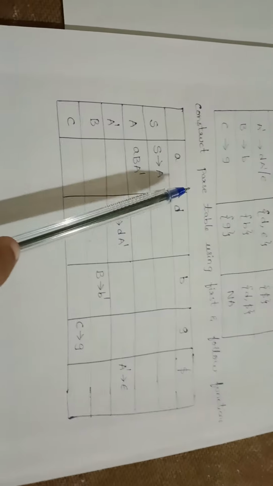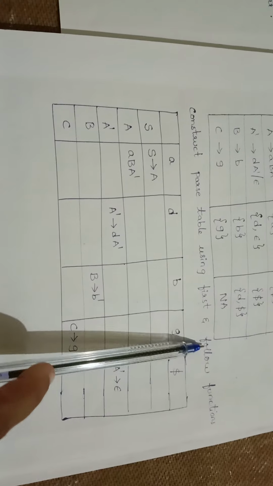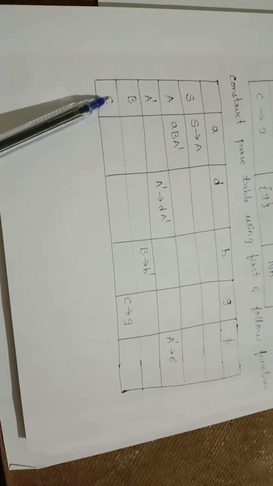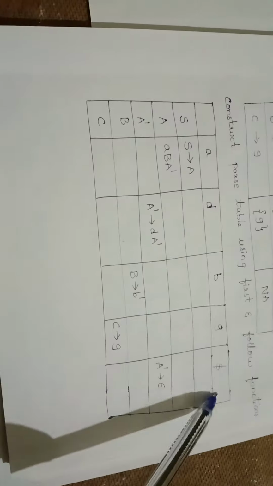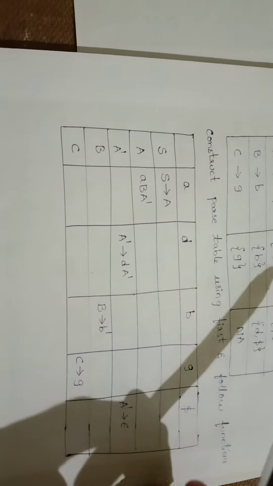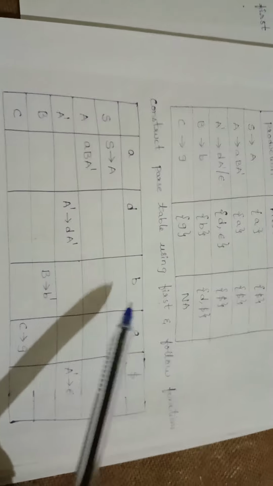After this, we need to construct the parse table by using the first and follow functions. Here we need to write all the non-terminals: S, A, A dash, B and C, and here we need to write all the terminals. The terminals from the given grammar are A, D, B, G and dollar.